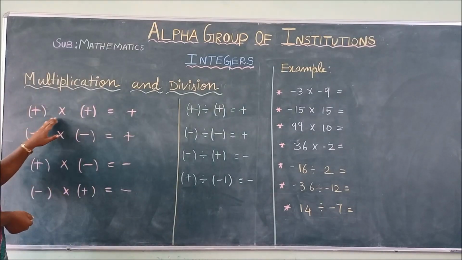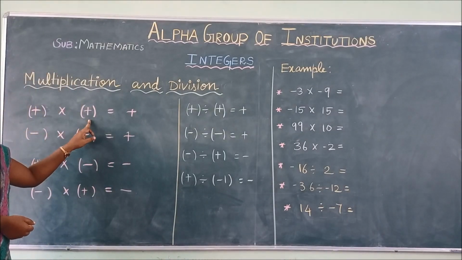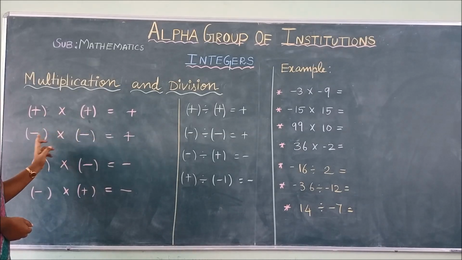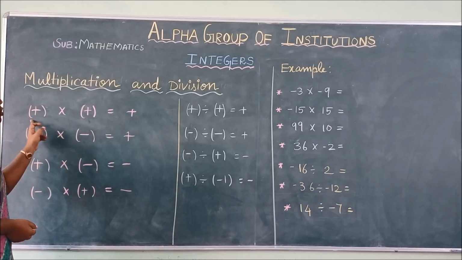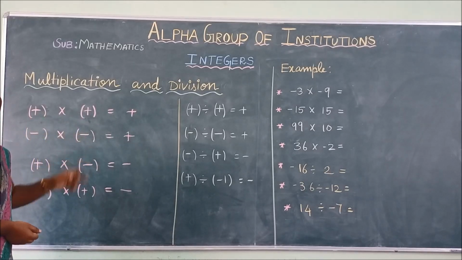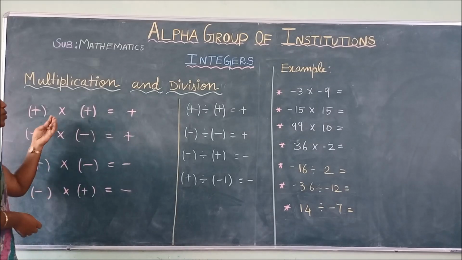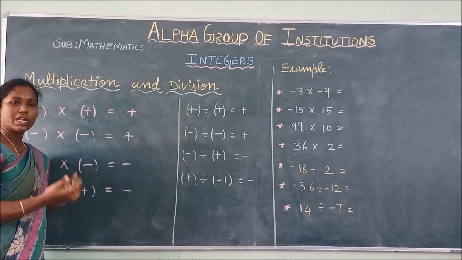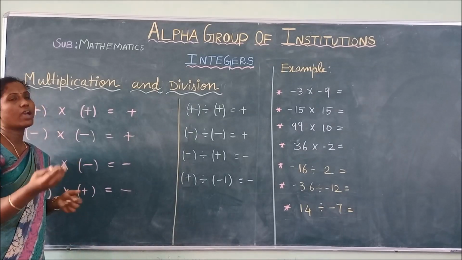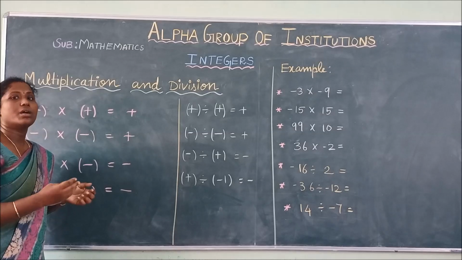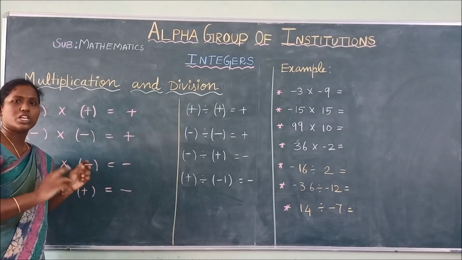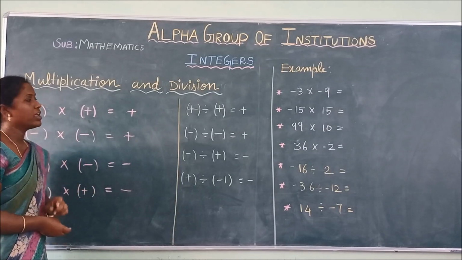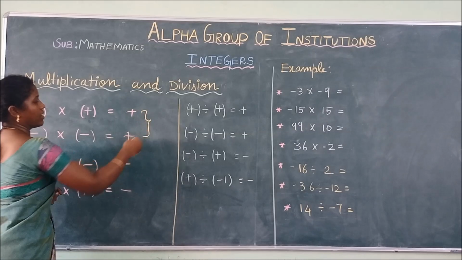See here, while multiplying, if the two numbers have the same sign, maybe two are in plus or the two numbers are in minus, you have to multiply. While multiplying the numbers, in all cases you have to multiply the numbers only. For example, if you have 9 into 3, 9 threes are 27. Based on the sign, the multiplication will not change. You have to multiply the numbers as usual, but you have to concentrate on the sign. You have to multiply and put the plus sign.